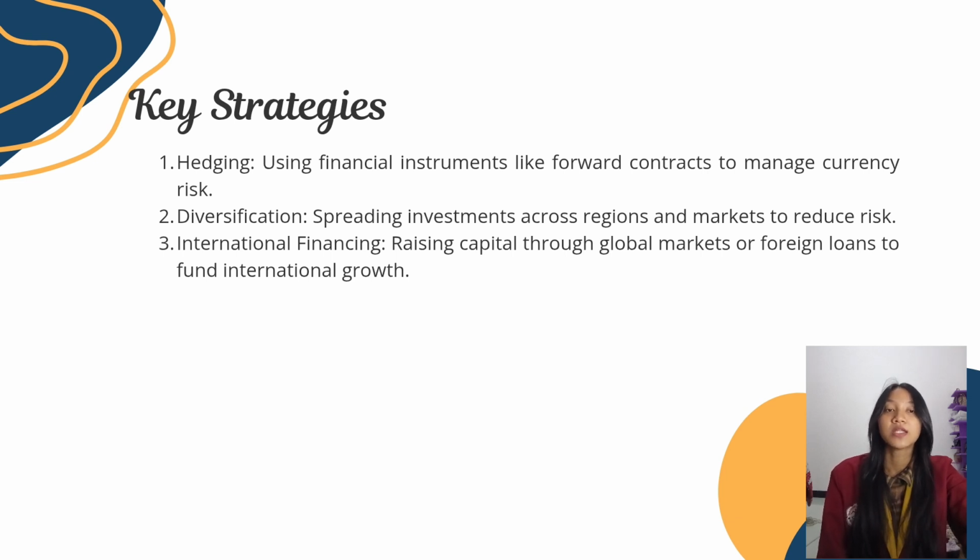In addition to geographical diversification, companies can also diversify their product lines and investment portfolio to further reduce risks. This approach ensures that a downturn in one sector does not severely impact the company's bottom line. And last, international financing options.